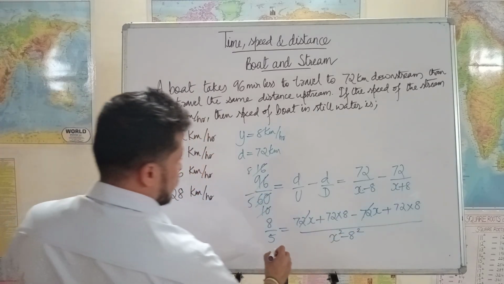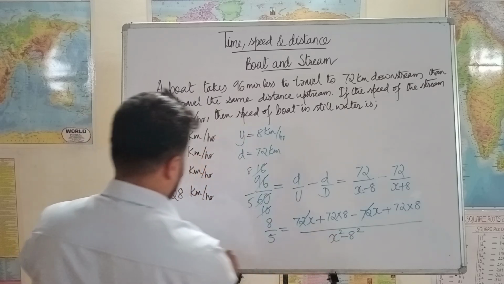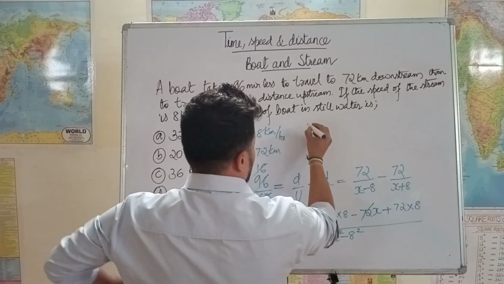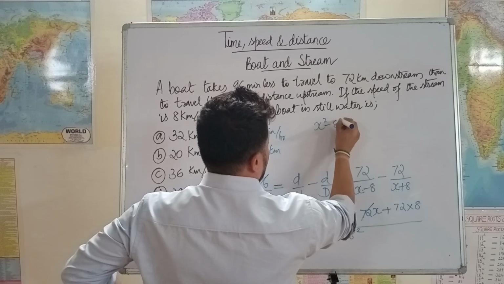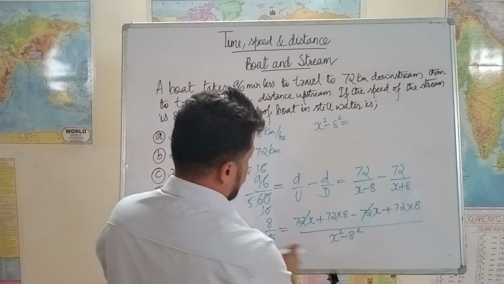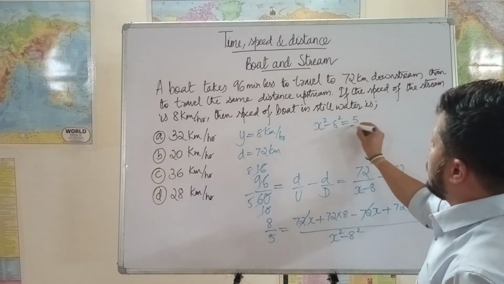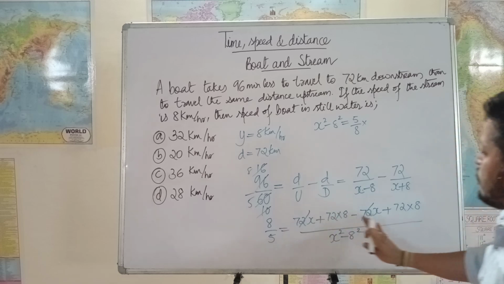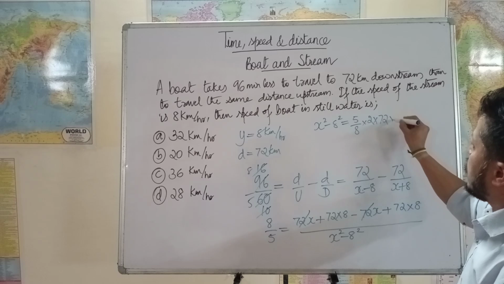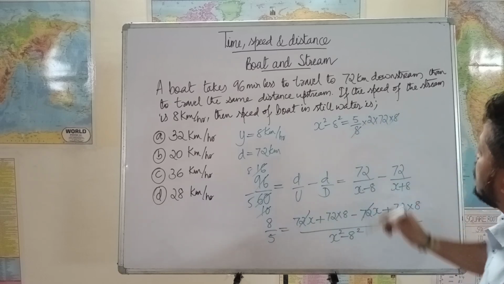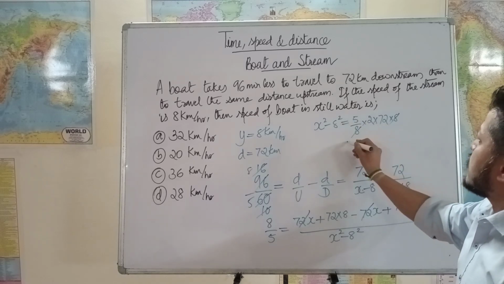So let's write that as is. And let's take this to the left hand side. If we take to the left hand side, x square minus 8 square is equal to, let's take this to the right hand side. So instead of 8 by 5, it will be 5 by 8. So it is 5 by 8 into, the numerator we have 72 into 8 twice. So I will write 2 times 72 into 8, this 8 gets cancelled here, and we have 10 into 72, 720.